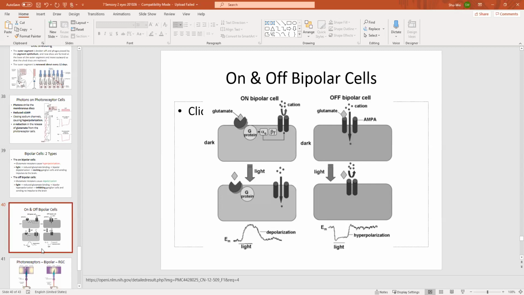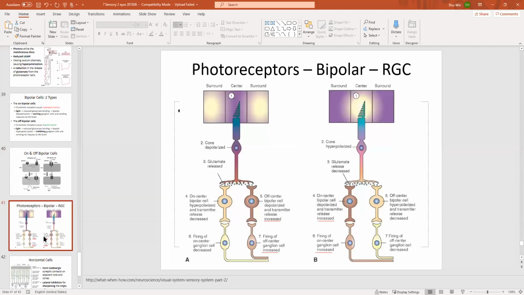Two types. These two types are located next to each other. So here is the situation: when we visualize things, there will be some portion where there is light, and some portion that is dark. Human beings are very good at detecting contrast, detecting the edge. It's because we have this on bipolar and off bipolar located right next to each other.